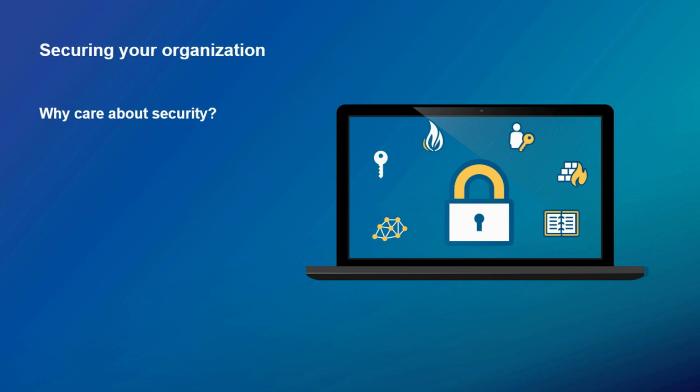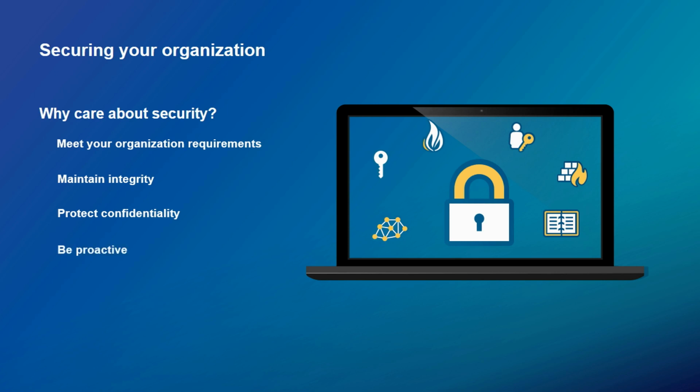So just a brief overview, as an administrator, why should you care about security? Well, your organization likely has some security requirements and regulations that they must meet, so really you probably have no choice as an administrator but to care about securing your organization. Next up, you might want to make sure that your member information has its integrity maintained and avoid unauthorized tampering. Securing your organization is also important in protecting the confidentiality of your member information and their private data, and we also urge you to be proactive in securing your organization. You really shouldn't wait for a security threat to become a reality before you have to think about security in the first place.